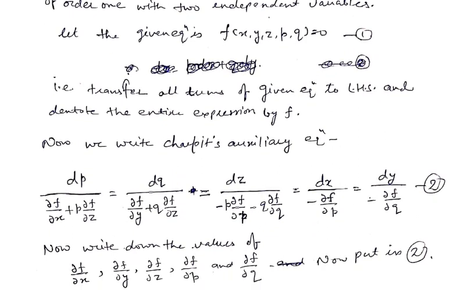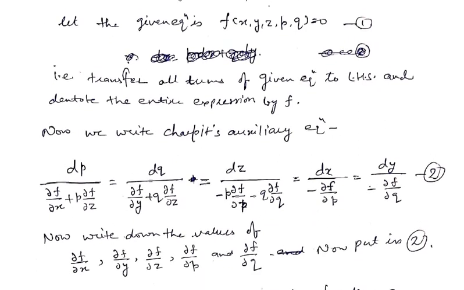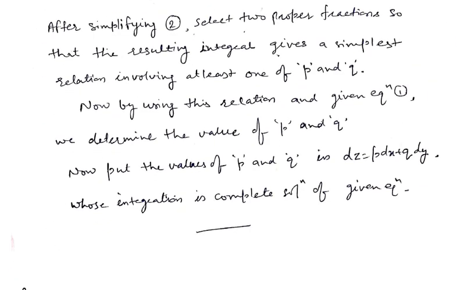From there we will find the value of p and q using that relation which we obtained from two fractions and equation number 1. We will find the value of p and q, and then we put the value of p and q in dz equals p dx plus q dy, and when we integrate it we get the complete solution of the given equation.